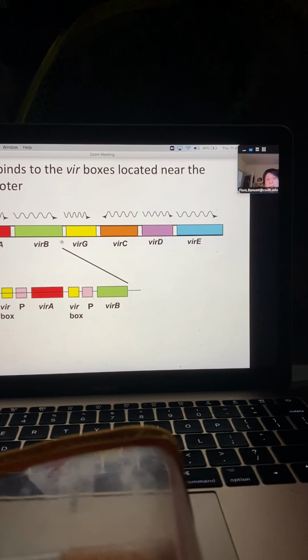There may be, in different cases, more than one Vir box. Okay? But to simplify things, this is a cartoon that expresses that you have a Vir box, a promoter, and a gene or an operon. All of them are going to be then regulated similarly.